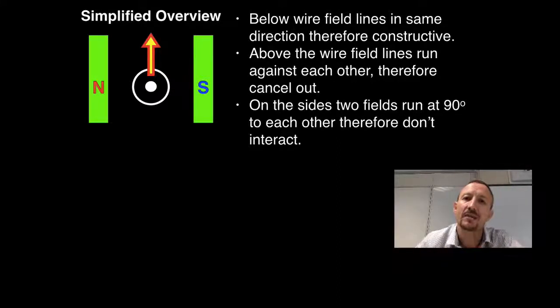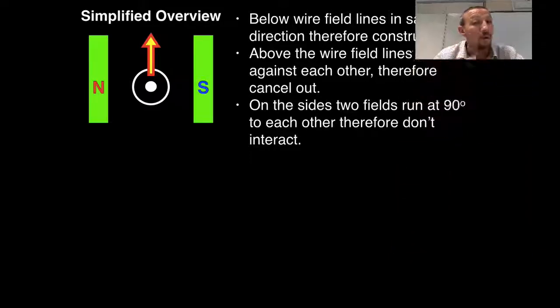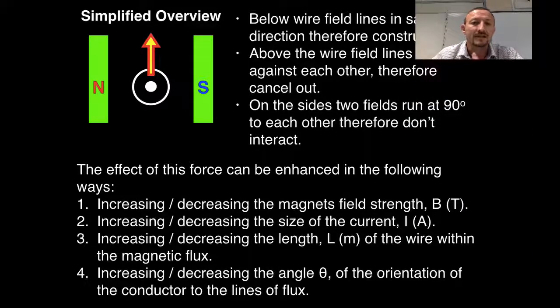So how can we increase the amount of force that is generated or decrease it depending on what we want? Well, we can increase and decrease the force by doing a variety of things. Firstly, we can get a bigger magnet. A bigger magnet basically means we're going to have more magnetic field strength, so there's going to be more interaction between the magnet and the current carrying wire.